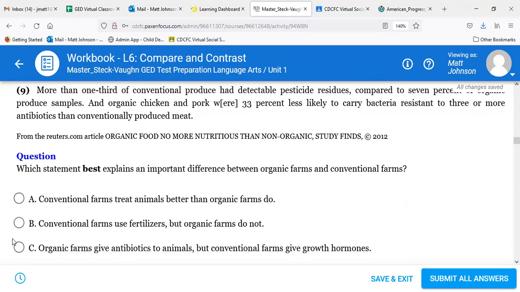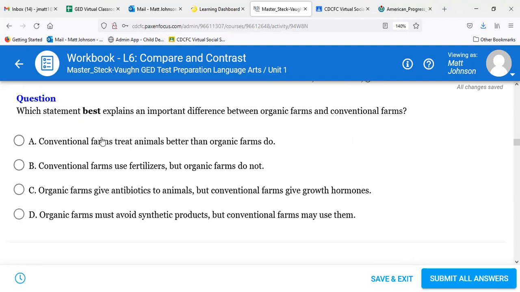Number 4, which statement best explains an important difference between organic farms and conventional farms? So A, conventional farms treat animals better than organic farms do. B, conventional farms use fertilizers, but organic farms do not. C, organic farms give antibiotics to animals, but conventional farms give growth hormones. Or D, organic farms must avoid synthetic products, but conventional farms may use them. What best explains the differences between organic and conventional farms?